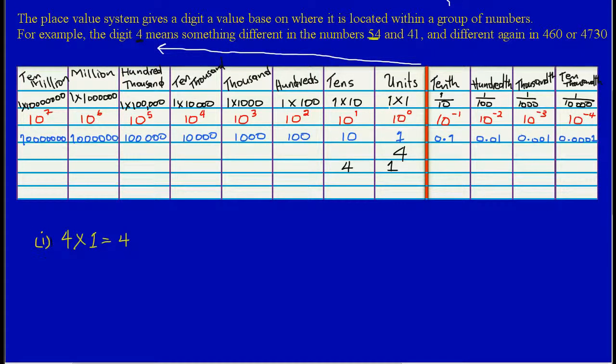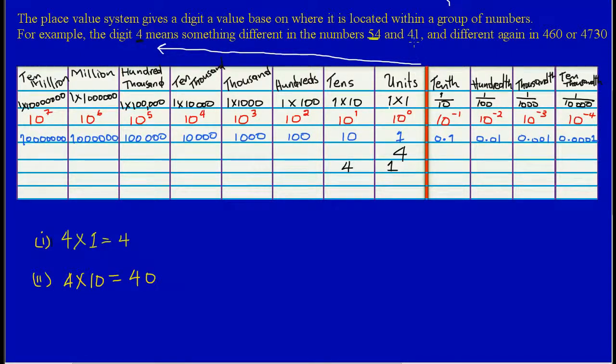So that was part 1. Let's check part 2. Now in part 2, if you look carefully, you're going to ask yourself, which column does the 4 fall in? The 4 falls in the tens column, so I must multiply the 4 by 10, and 4 times 10 is equal to 40. Okay, that's good. So you notice the value of the 4 changes based on which column it falls in.